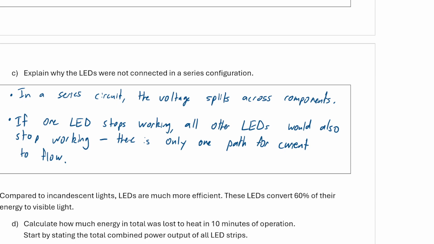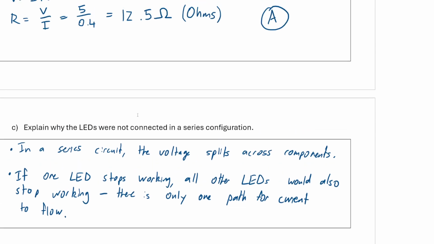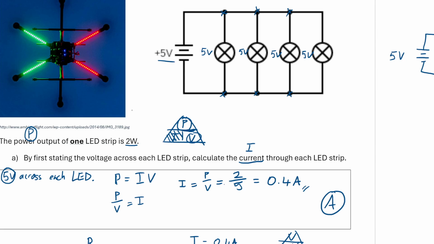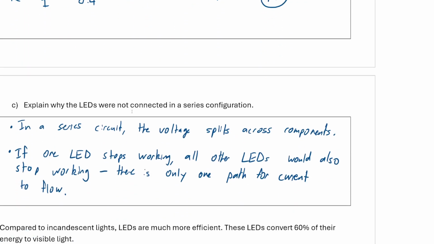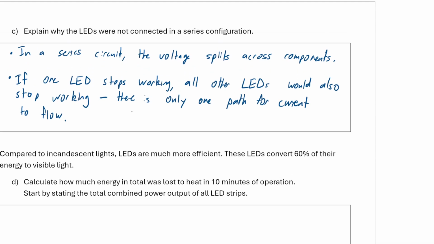Compared to a parallel circuit, where if one LED blew, for example this first one, if that stopped working, current obviously can't come down this branch, but it can still flow around the other branches, right? And so the LEDs would still work. And so this is a merit question if you got both points, or if you explain the second point very well.